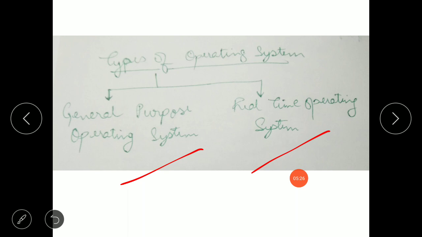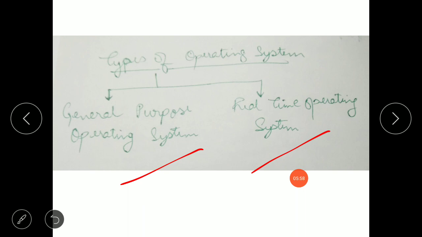Then we have the real-time operating system. Real-time implies deterministic timing behavior, which means the operating system services consume only known and expected amounts of time regardless of the number of services. The real-time operating system decides which application should run in which order and how much time needs to be allocated for each application.